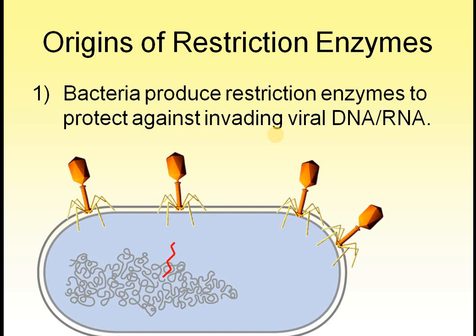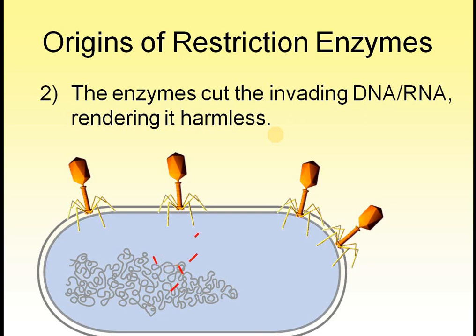So bacteria produce restriction enzymes to protect against the invading viral DNA or RNA. You can see the injected DNA is destroyed by restriction enzymes. This coiled structure inside the bacterial cell wall is nothing but the restriction enzyme. So they cut the DNA molecules. You can see again.